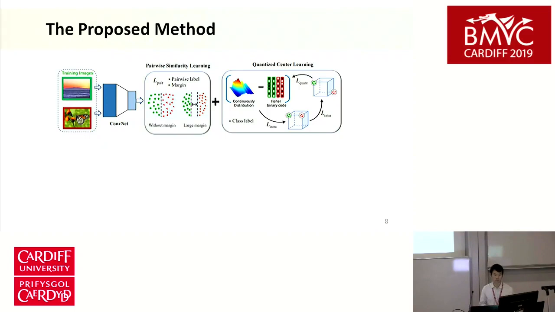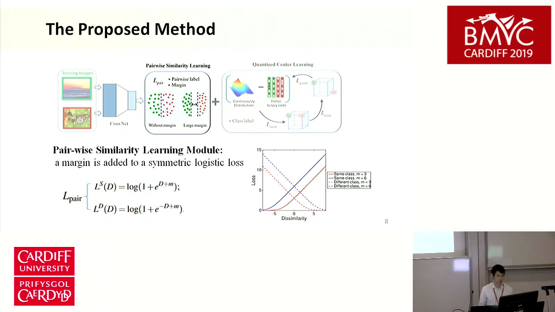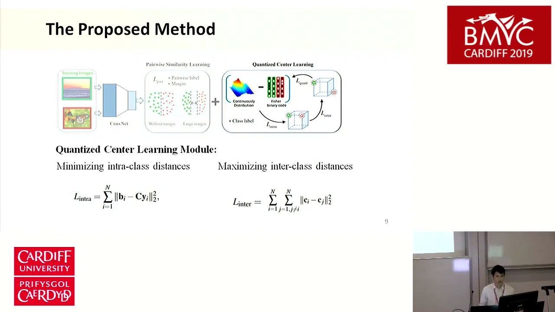In our proposed method, we have two modules: the pairwise similarity learning module and the quantized center learning module. For the pairwise similarity learning module, a margin is added to the symmetric logistic loss for the same class pairs, and for different class pairs the same margin is added. You can see in the right figures, if we increase the margin for the same class pairs, they will be pulled similar, and the different classes will be pushed far away. And in the quantized center learning module, we introduce the quantized center here.